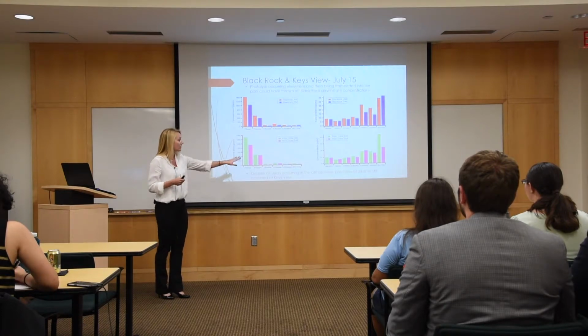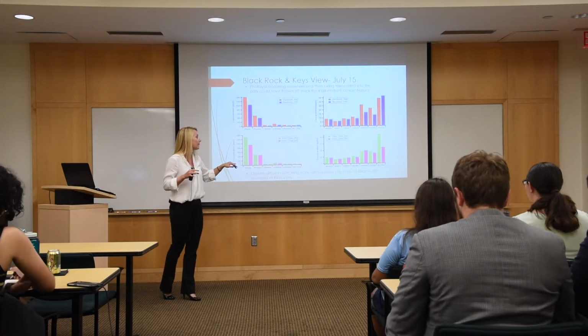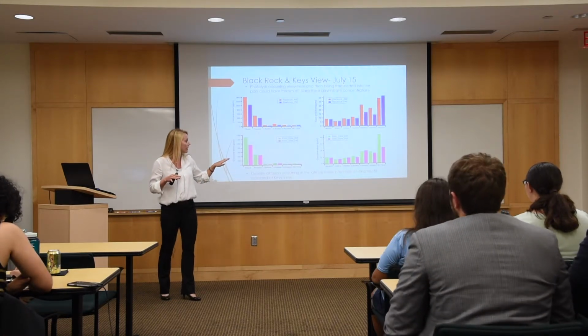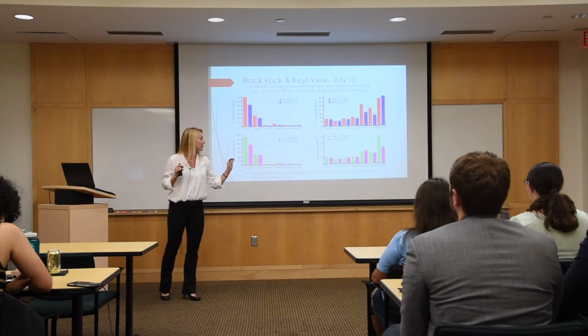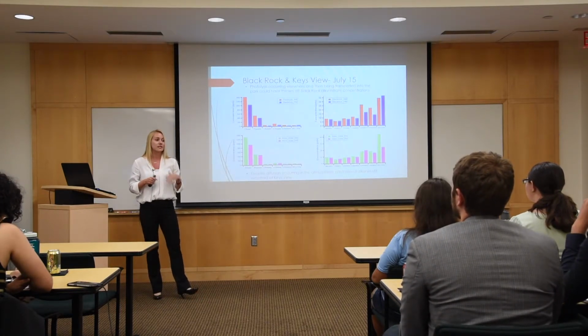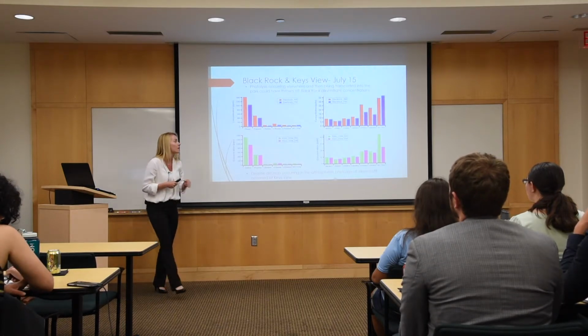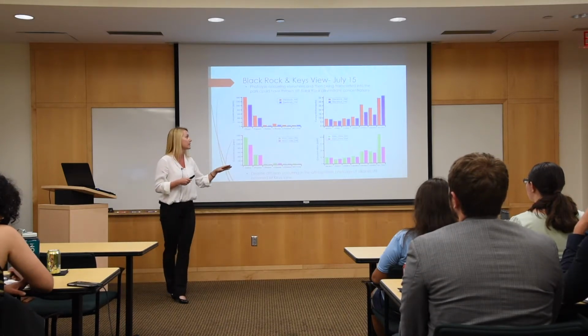Then if we look at the alkyl nitrates at Keys View, we see that for a majority of the time, including ethyl nitrate, propyl nitrate, and 3-pentyl nitrate, those concentrations still increase, indicating that photolysis is still prominently happening at this location. But if we look at Black Rock, it's a different story.